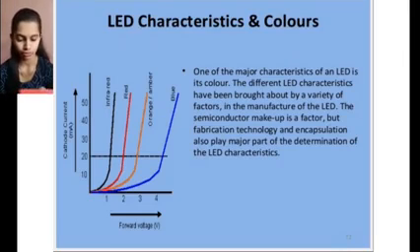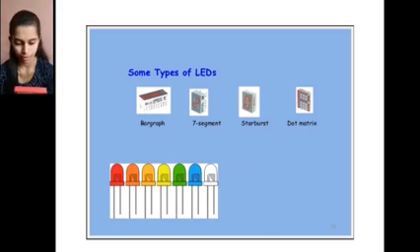LED's characteristic of colors. One of the major characteristics of an LED is its color. The different LED characteristics are brought about by a variety of factors in the manufacture of the LED. The semiconductor makeup is one of the factors, but fabrication technology and execution are also a major part of determining the LED characteristics. Some types of LED: bar graph, 7 segment, starburst, dot matrices.